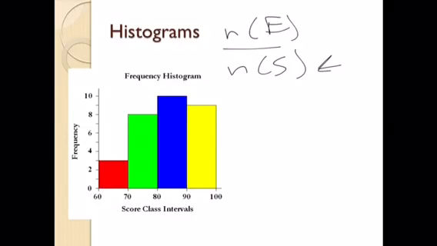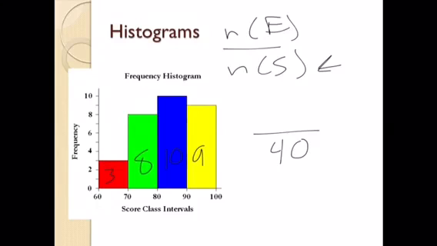So to find the sample space, we want the total frequency, which just means add the height of each column. Our first column has a height of 3, the next one has a height of 8, and then 10, and then 9. If we add those all together, we get a total of 40. So no matter what I ask, I'm going to be dividing by 40, because that's the total frequency of this problem.